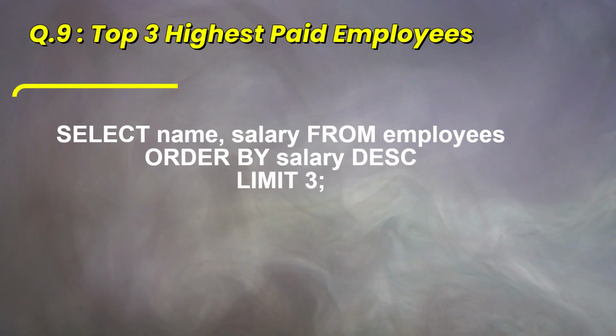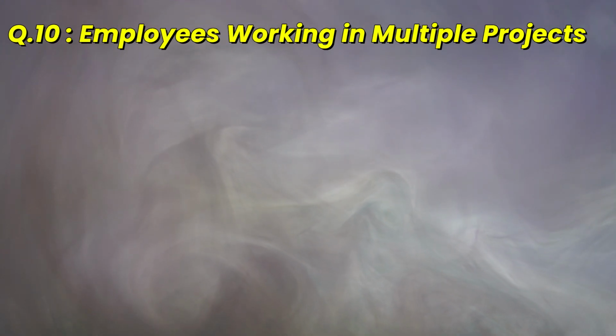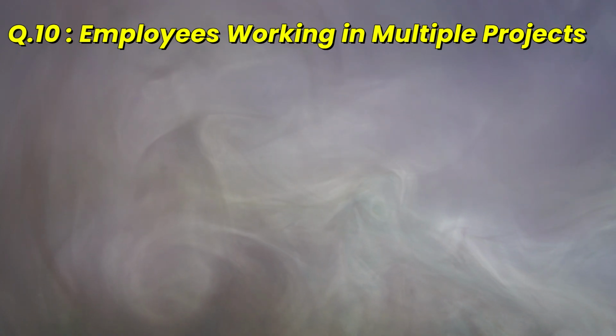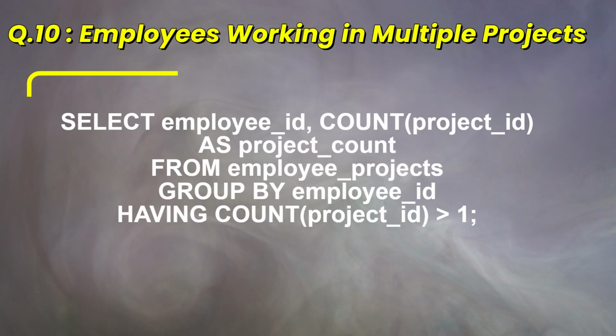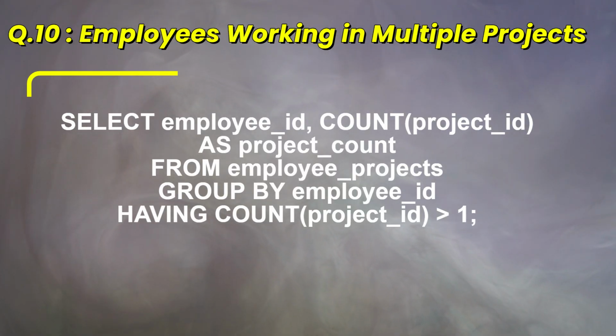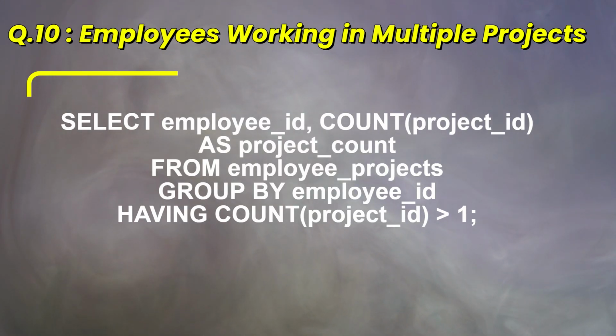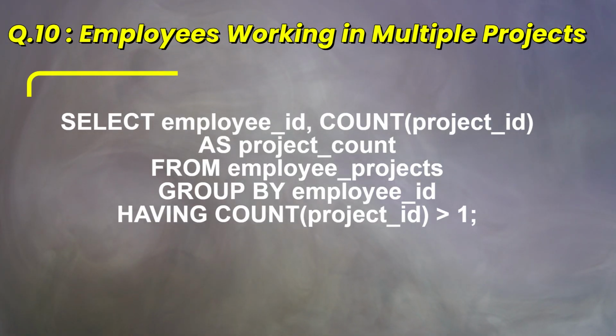Question 10. Employees working in multiple projects. Finally, let's find employees assigned to more than one project. Explanation. We group by employee and count the projects they work on. HAVING COUNT(project_ID) > 1 filters only those with more than one project. This helps identify employees involved in multiple projects simultaneously.